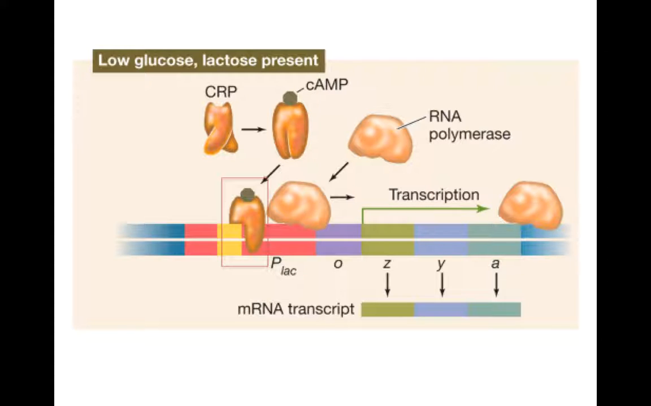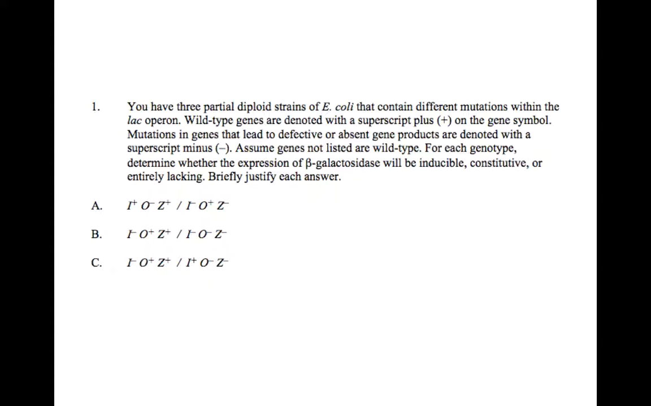CRP is bound to the promoter and the lac repressor has been inactivated by allolactose, so it's not bound to the operator. With this information, we're ready to tackle the question. So let's look at part A through part C first.